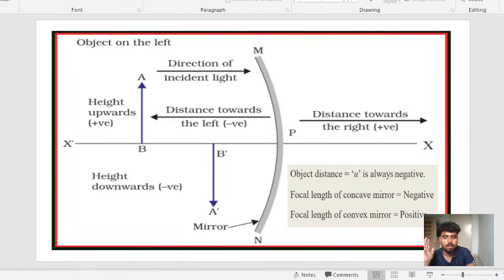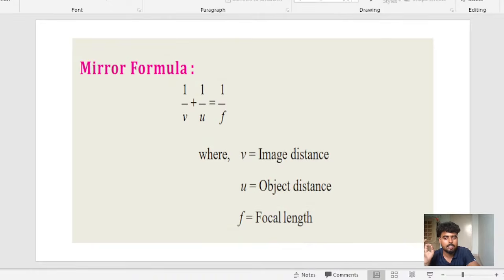Okay. Now we are moving to the next topic called mirror formula. 1 by v plus 1 by u is equal to 1 by f. Here f is the focal length, v is the image distance, u is the object distance. What is v? V is the image distance, u is the object distance. What is meant by f? F is the focal length of the mirror.